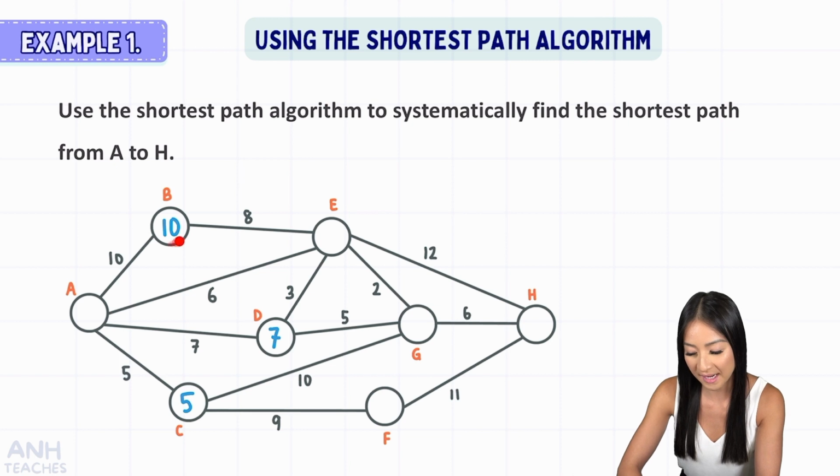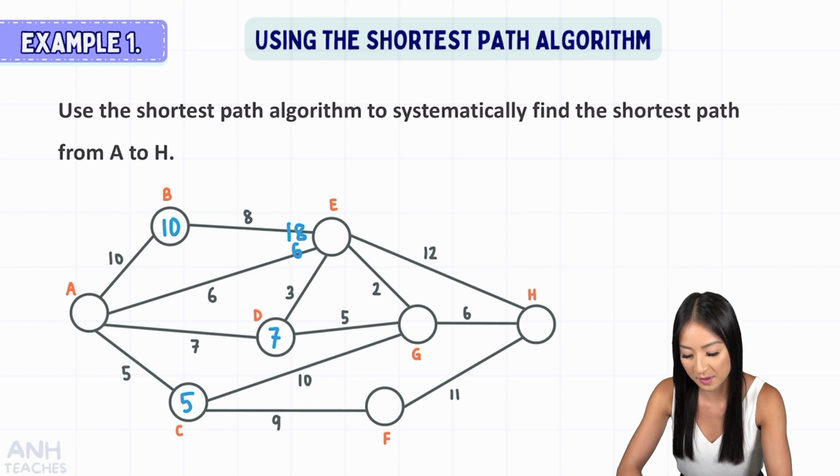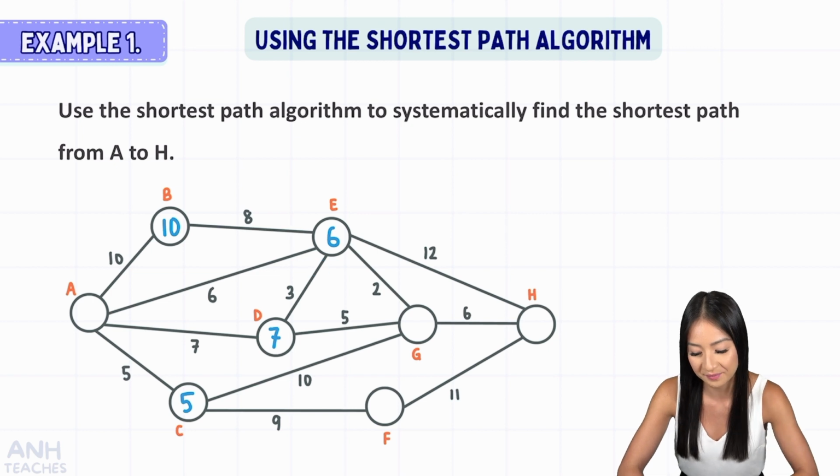And from B, the minimum is 10 plus 8 is 18. I then have from A to E, that's 6. And from this minimum of 7 plus 3, that's 10. Out of those 3 options, I have 6 as the minimum that I'm going to write inside the vertex.